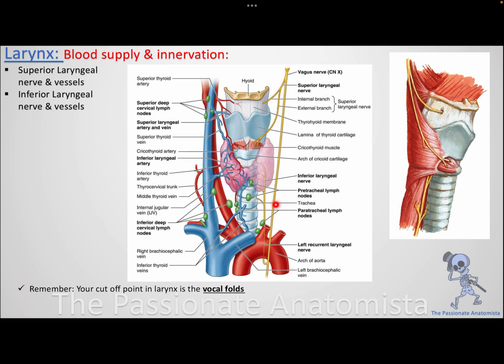All right. So this is nothing but the inferior laryngeal nerve that supplies all the muscles of the larynx and sensations below the vocal folds. However, the superior laryngeal nerve gives two branches, one sensory, which is above the vocal folds, and one motor, which is only for one muscle, which is the cricothyroid muscle. All right.